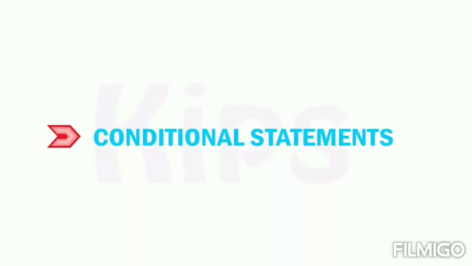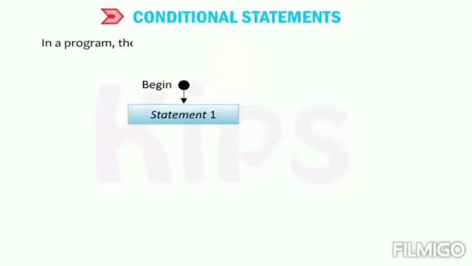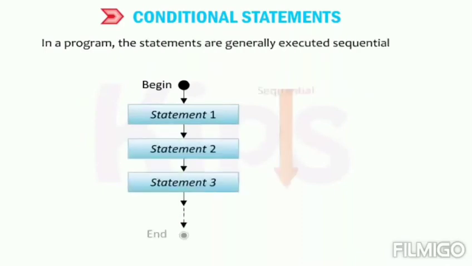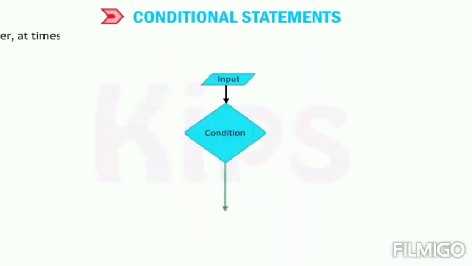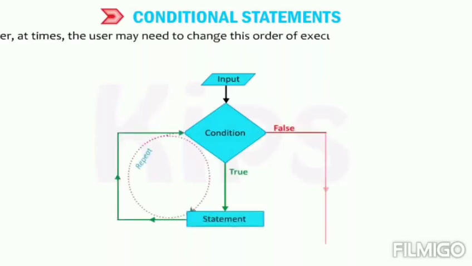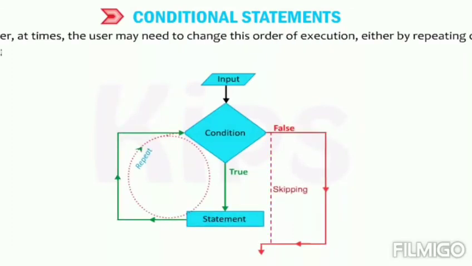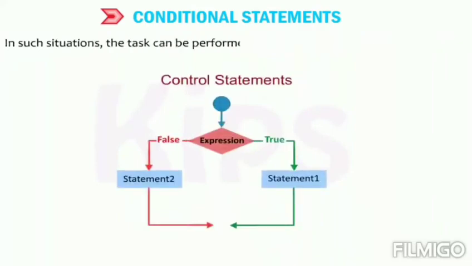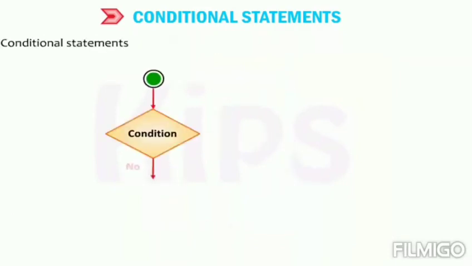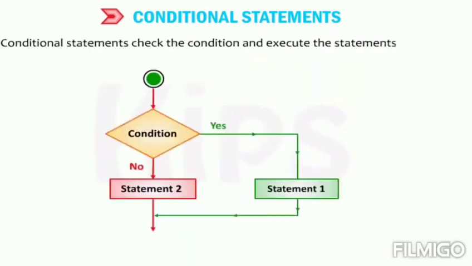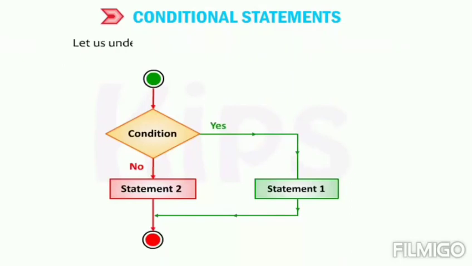Alright students, let us understand about conditional statements. In a program, the statements are generally executed sequentially. However, at times the user may need to change this order of execution, either by repeating or skipping the execution of a few statements, subject to a given condition. In such situations, the task can be performed by the use of control statements. The conditional statements check the condition and execute the statements accordingly. Let us understand this concept with a simple example.